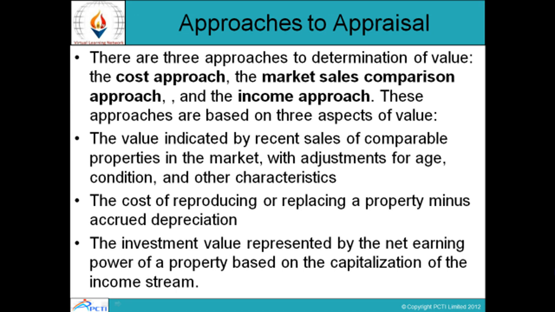And another is the investment value, represented by the net earned power to the property based on the capitalization of the income stream. So it is very much related to the investment part, how you are going to invest in a proper manner, in the right property.